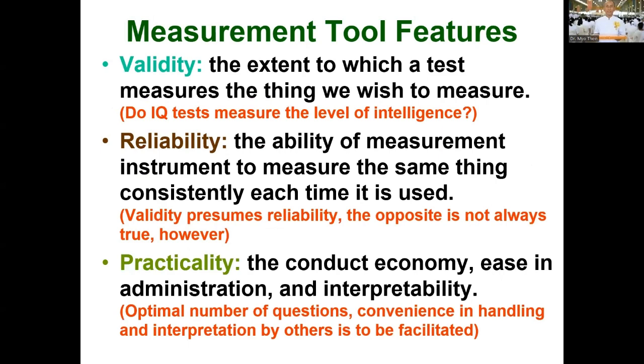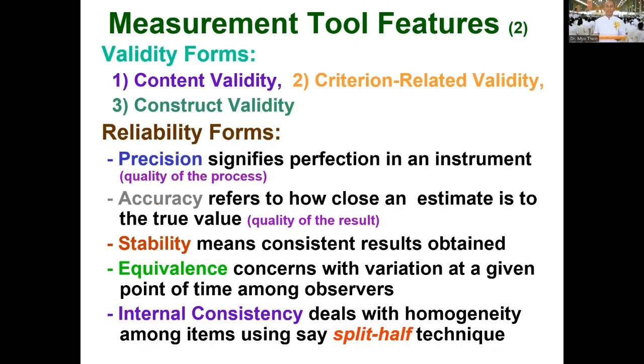So this is the reliability forms. We are discussing what is the reliability. It is the ability of a measurement instrument to measure the same thing consistently each time it is used. So here validity presumes reliability. The opposite is not always true, however. Related with this, there are some forms of reliability. The first is precision, which signifies perfection in an instrument, that is the quality of the process. Second is accuracy, which refers to how close an estimate is to the true value, the quality of the result. And then stability, which means a consistent result obtained.